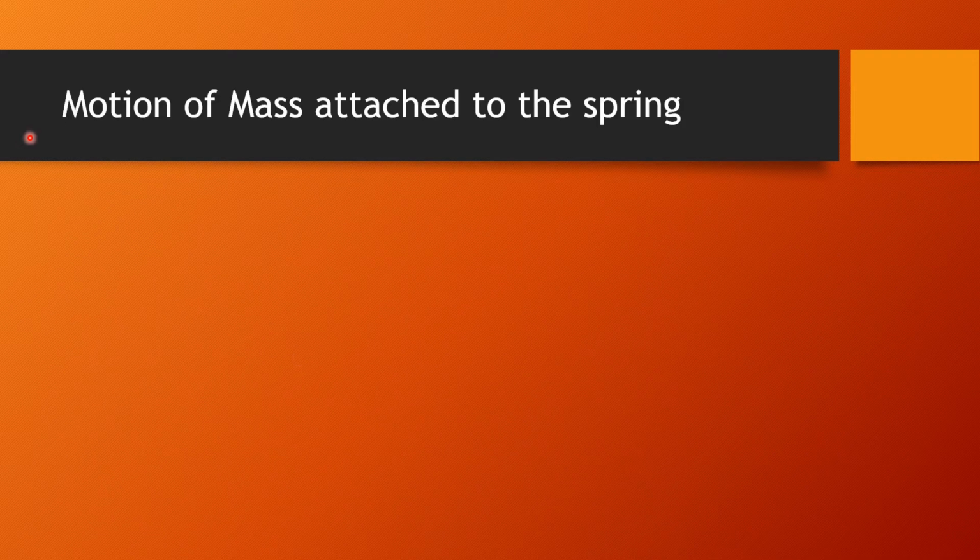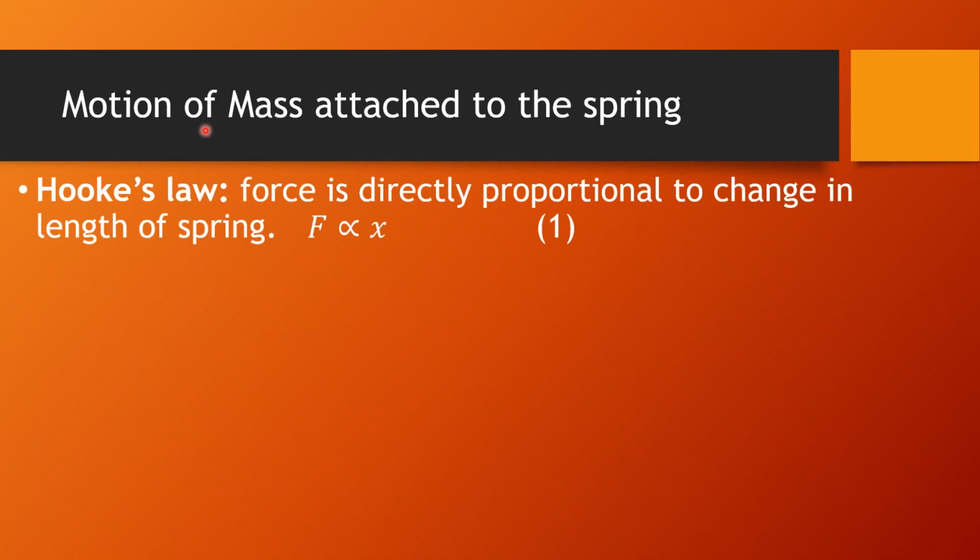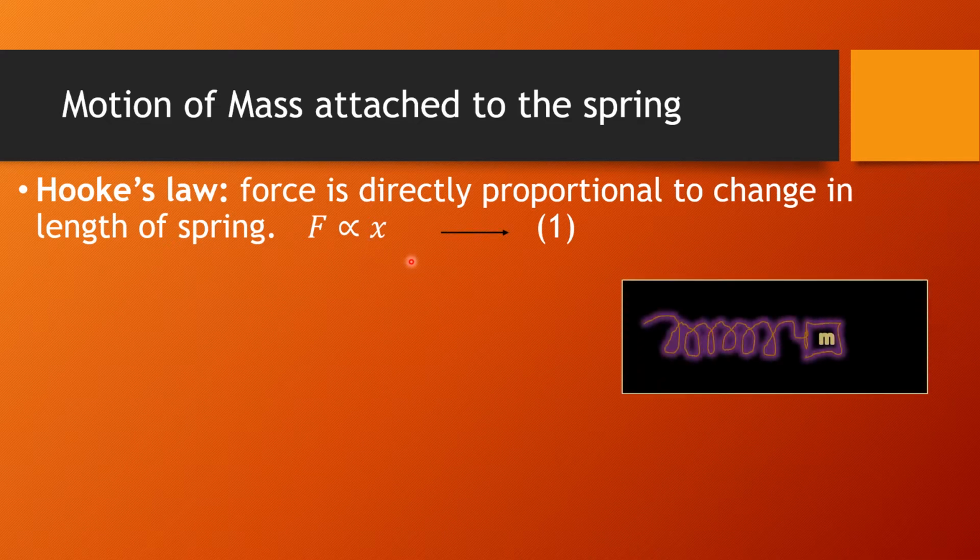Let's discuss motion of the mass attached to the spring. By Hooke's law, force is directly proportional to the change in length. F is proportional to x. X represents the change in length or the displacement of the mass attached to the spring.